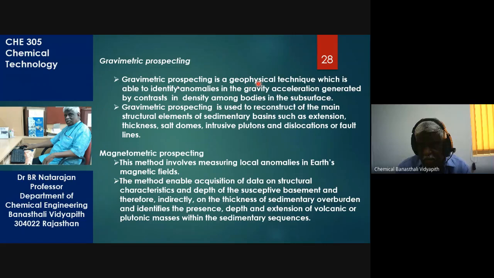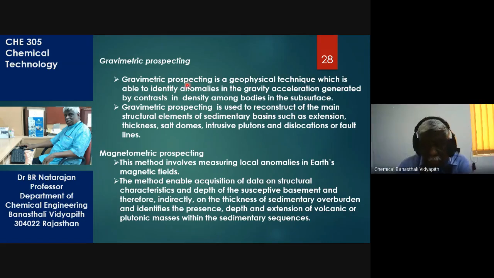Gravimetric is a geophysical technique where gravity acceleration is generated by contrast in density among bodies in the subsurface. Gravimetric prospecting is used to reconstruct the main structural element. So gravimetric prospecting is giving a good clue of whether oil is found or not.